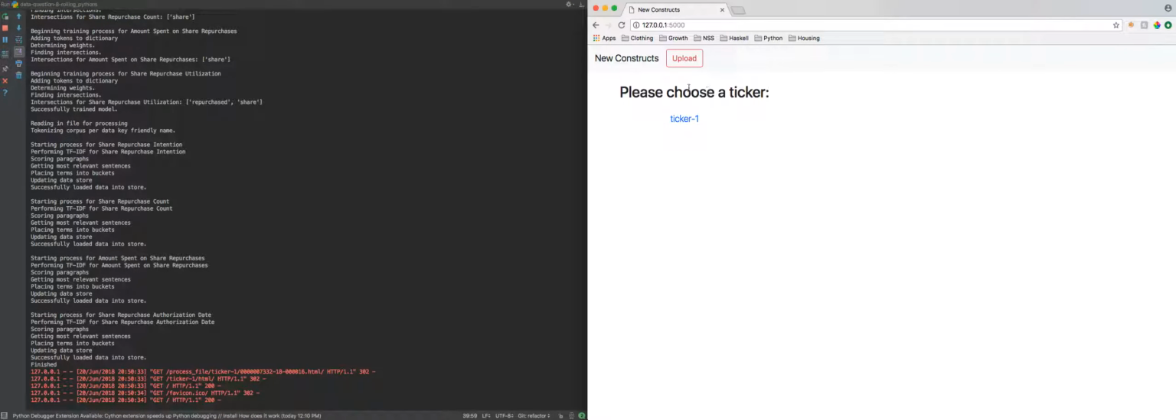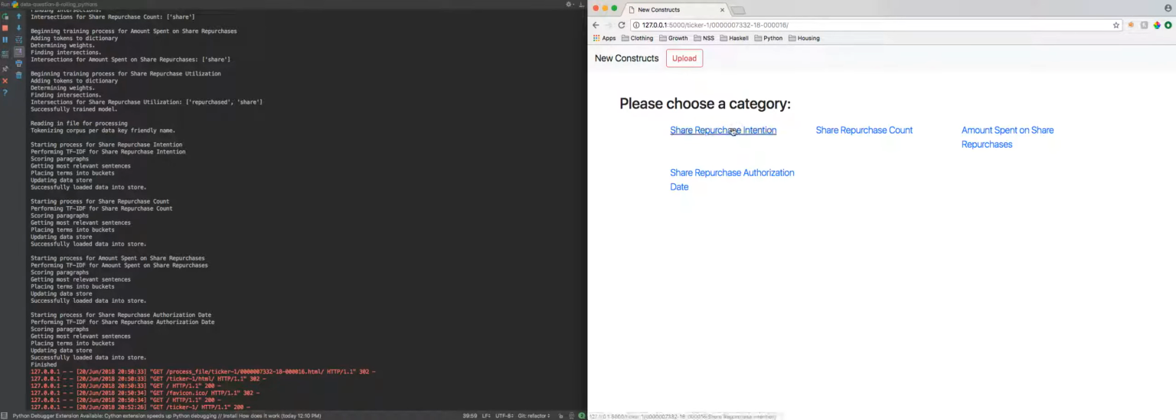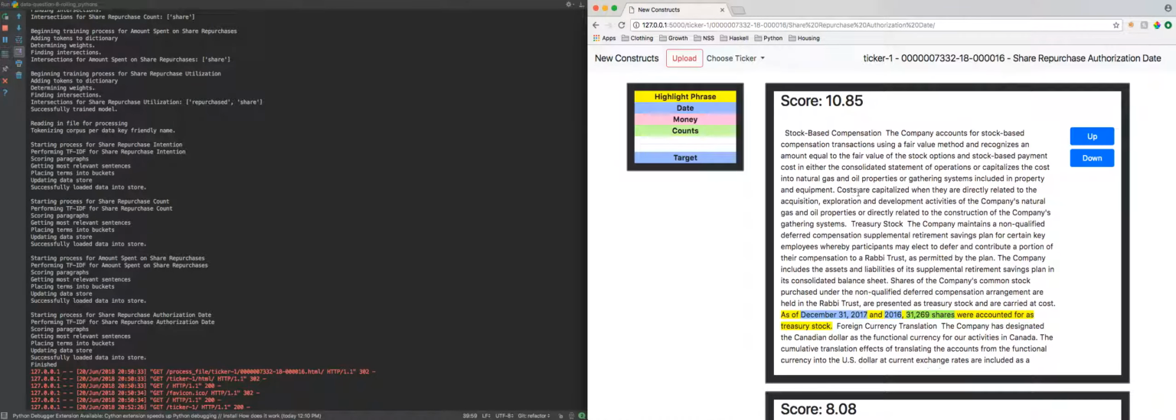And so now over here our process is done, so we can choose a ticker, we can choose the accession number. This is the one that we just uploaded. And now these are all the categories that our model has pulled out of the HTML. So if we wanted to look at date, now you're given this nice UI.